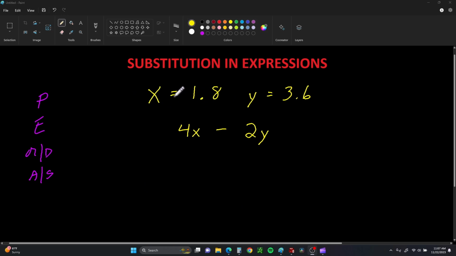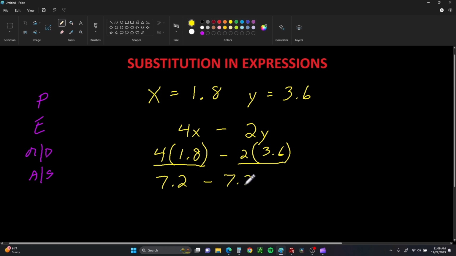This problem has x and y as decimals, but it works the same way, so we'll just substitute. So 4 times, and x is 1.8, so I put 1.8 inside, minus 2, and y is 3.6, so I put that inside parentheses. And now I'm going to do 4 times 1.8, that's 7.2. And 2 times 3.6 is also 7.2. And then I just have subtraction left, so I have 7.2 minus 7.2 is 0.